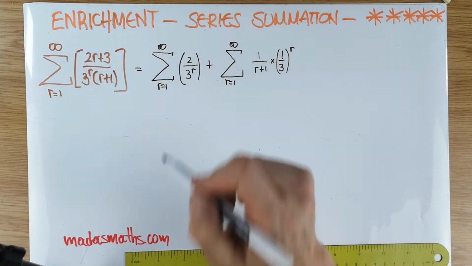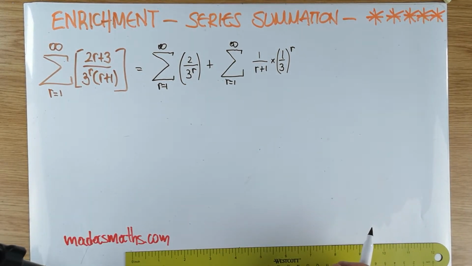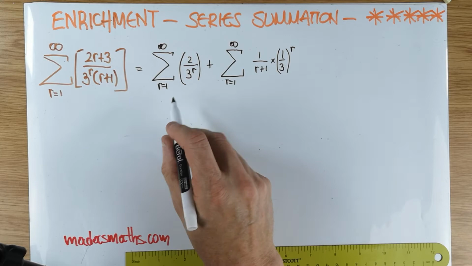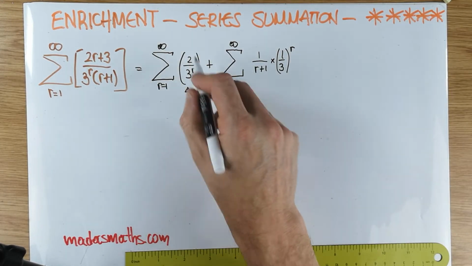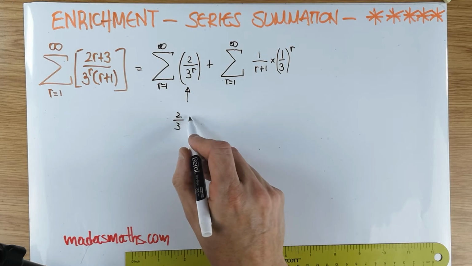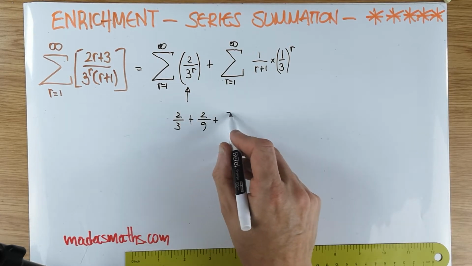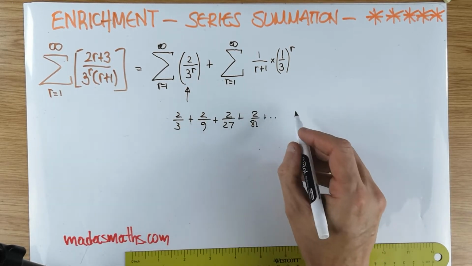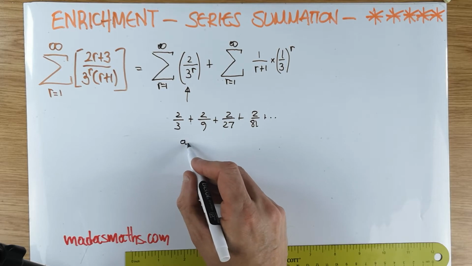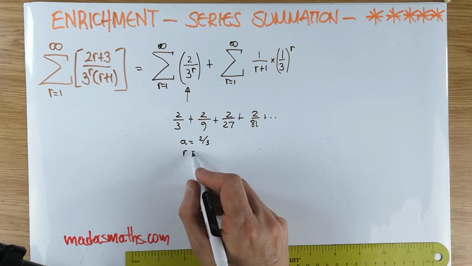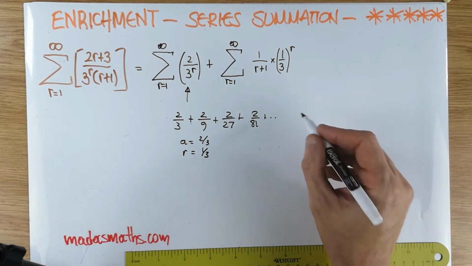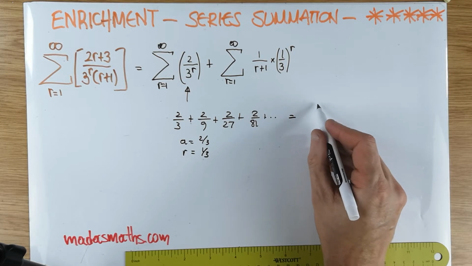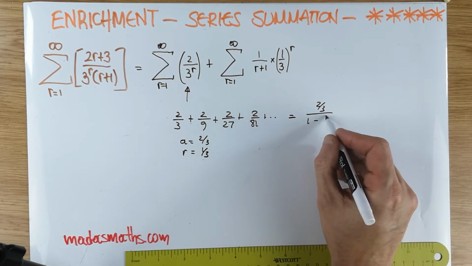Is this difficult to sum? This is nothing but a geometric progression. If you look at what terms we're getting for this quantity, this particular sum is going to be 2 over 3 plus 2 over 9 plus 2 over 27 plus 2 over 81 plus dot dot dot. So this is now a GP with first term equal to 2/3. Common ratio is 1/3, and therefore the sum to infinity is a over 1 minus r. So it's going to be 2/3 over 1 minus a third.